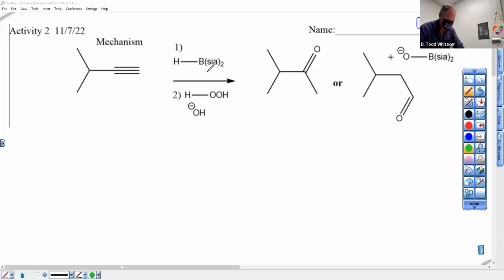Continuing our Chapter 7 mechanism exploration, we are going to study hydroboration followed by oxidation.